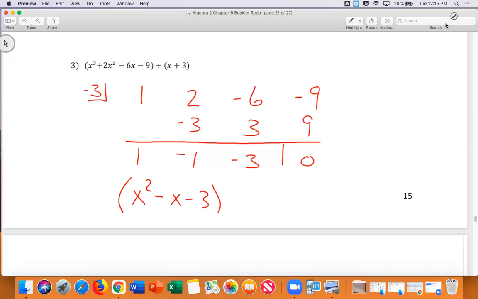Kaylin, is that what you got? All right. So we learned that x plus 3 is a factor, and the remaining piece is x squared minus x minus 3. Okay? You guys all right with that? Mike, you okay?